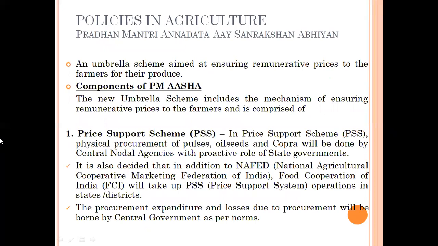Next scheme we have is Pradhan Mantri Annadata Aay Sanrakshan Abhiyan. This is also one umbrella scheme which aims at ensuring remunerative price to farmers for their products. So what are the components? First component is the Price Support Scheme, PSS. Under this, physical procurement of pulses, oilseeds and copra will be done by central nodal agencies, in which state governments will take a proactive role.